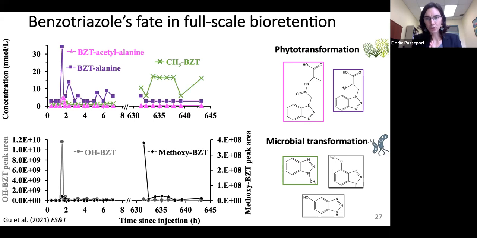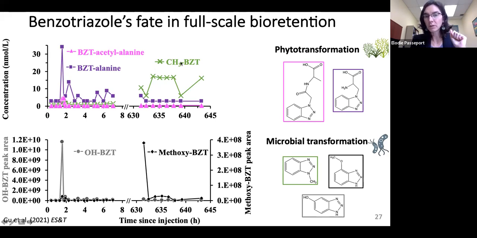Let's first look at microbial transformation. We did find some microbial transformation. If you look at this green curve here, it's hard to see because I've chosen to put the phytotransformation products in front, but we did have a peak of methylbenzotriazole here during the tracer test and a little bit of hydroxybenzotriazole. And we are confident in these results because we had many field blanks, soil samples, etc. So there was something, but it wasn't that much.